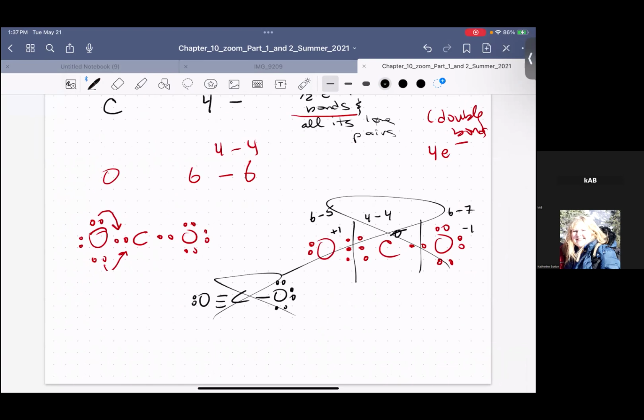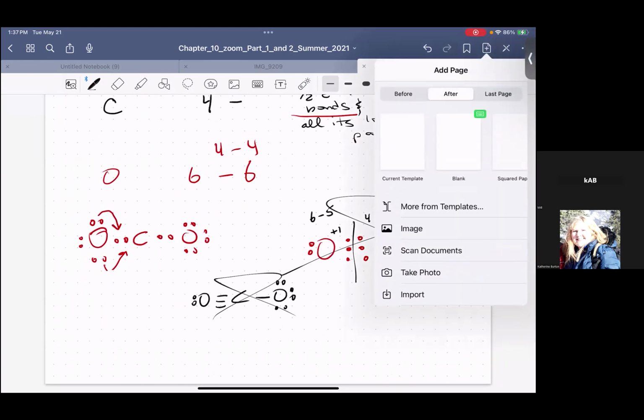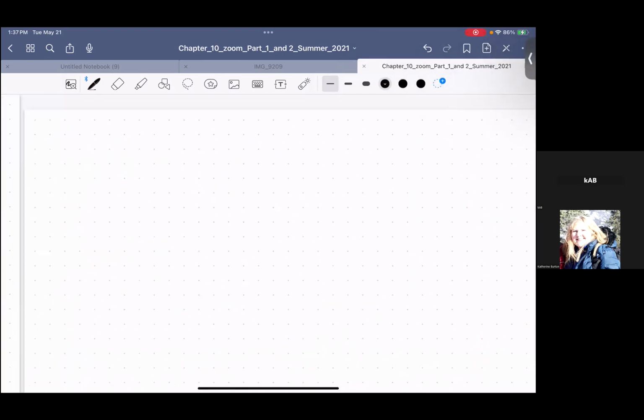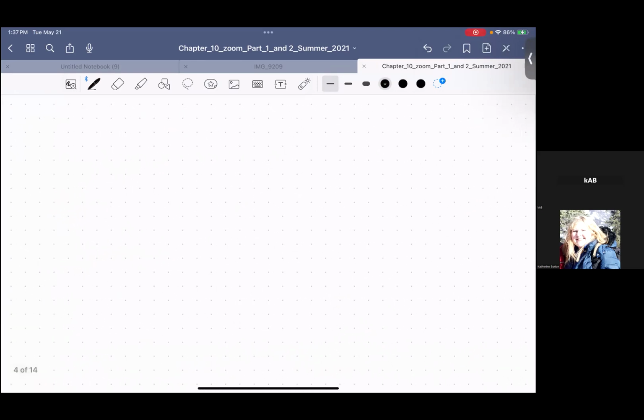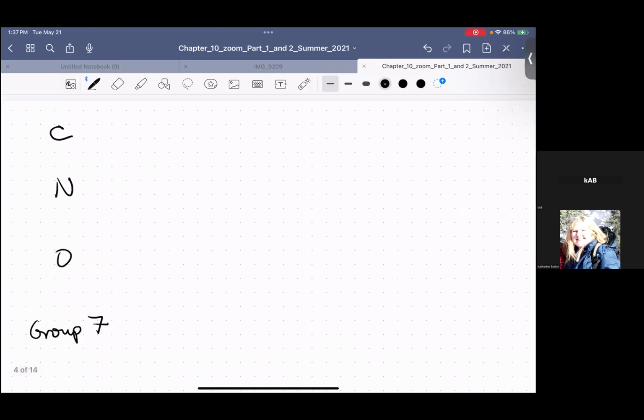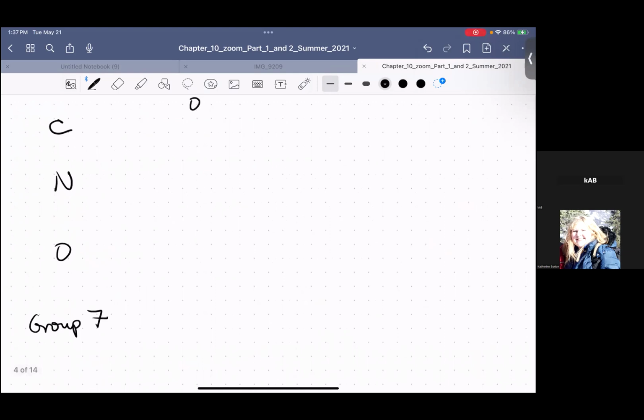Why do we care? Because we've got some really simple ways to figure out what are good structures with good formal charges. And these are the rules. We're going to start out here with carbon, and then we're going to consider nitrogen, we're going to consider oxygen, and we're going to consider group 7. And what we're doing is looking at possibilities with a 0 formal charge. 0 formal charges is going to give us nice stable structures.